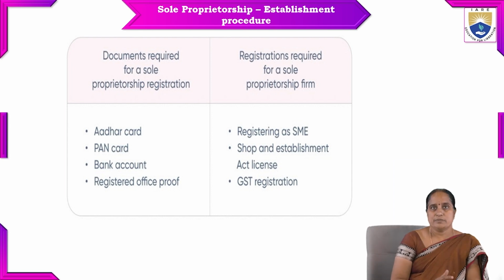What are the documents that are necessary for sole proprietorship registration? Nominal registration will be there. For that, you need to have Aadhaar card, PAN card, bank account, and registered office proof. Whereas the registrations required for a sole proprietor are registering as SME, small medium scale enterprise, shop and establishment act license, and GST registration. So, these are some of the mandatory things for establishing sole proprietorship type of business organization.